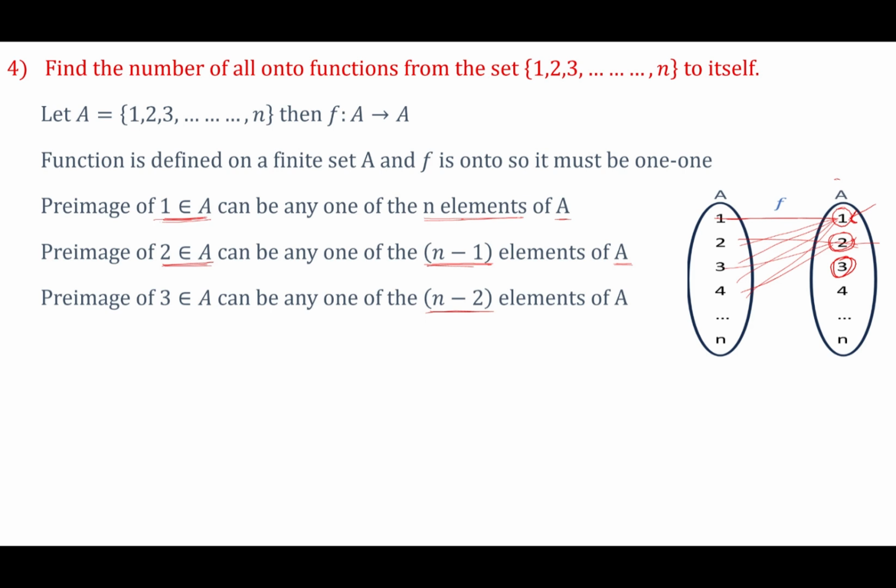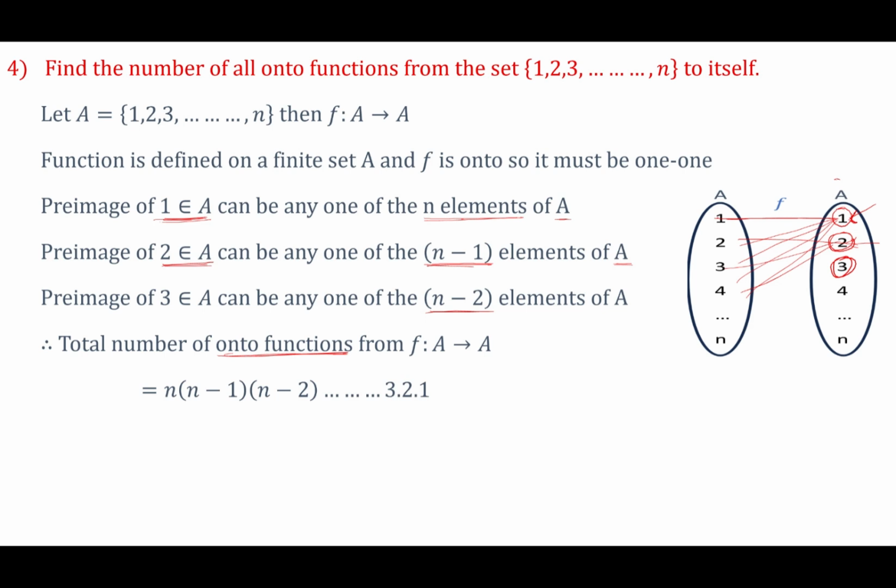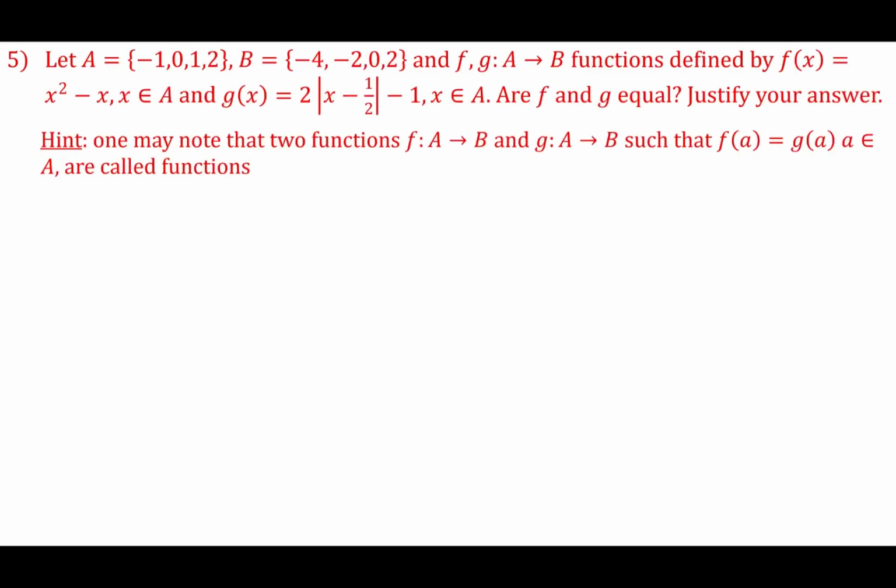In this way, we can find the total number of onto functions. So 1 has n elements, the second element 2 has n-1, 3 has n-2, and so on, down to 1, which means the total number of onto functions is n factorial.